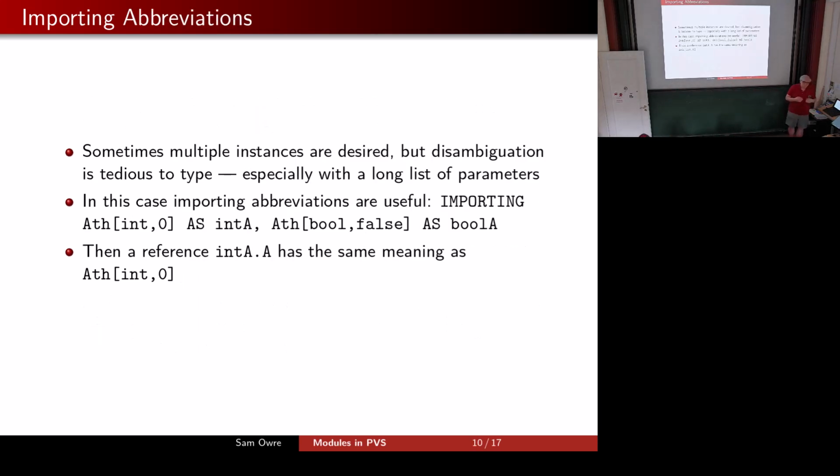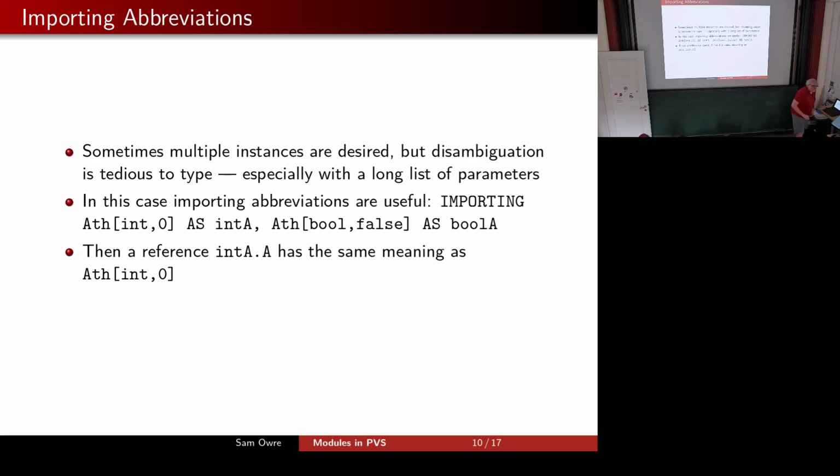So sometimes you want multiple instances, but it can be tedious to type. So we have this as bool_A, for example. You say importing A[int, 0] as int_A and A[bool, false] as bool_A, and then you can just reference int_A.A, and that would have the same meaning as A[int, 0]. In this case, it's short anyway, so you might not bother, but sometimes you get very long parameter lists, and it's much simpler to just reference the abbreviation you gave it.